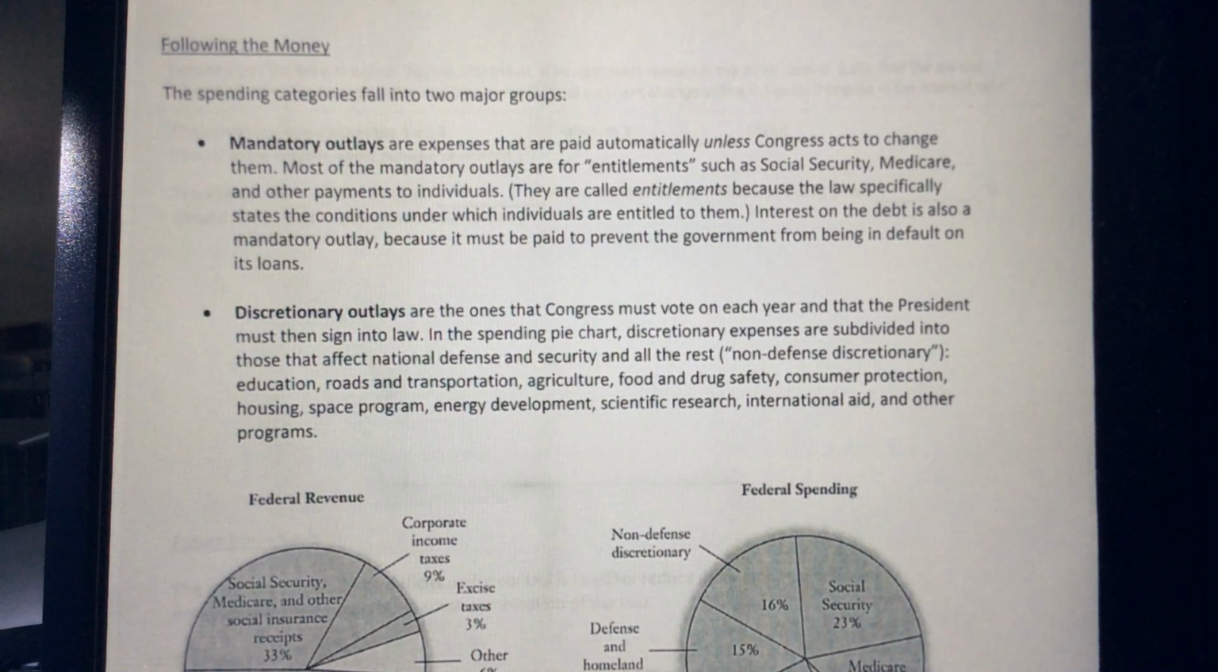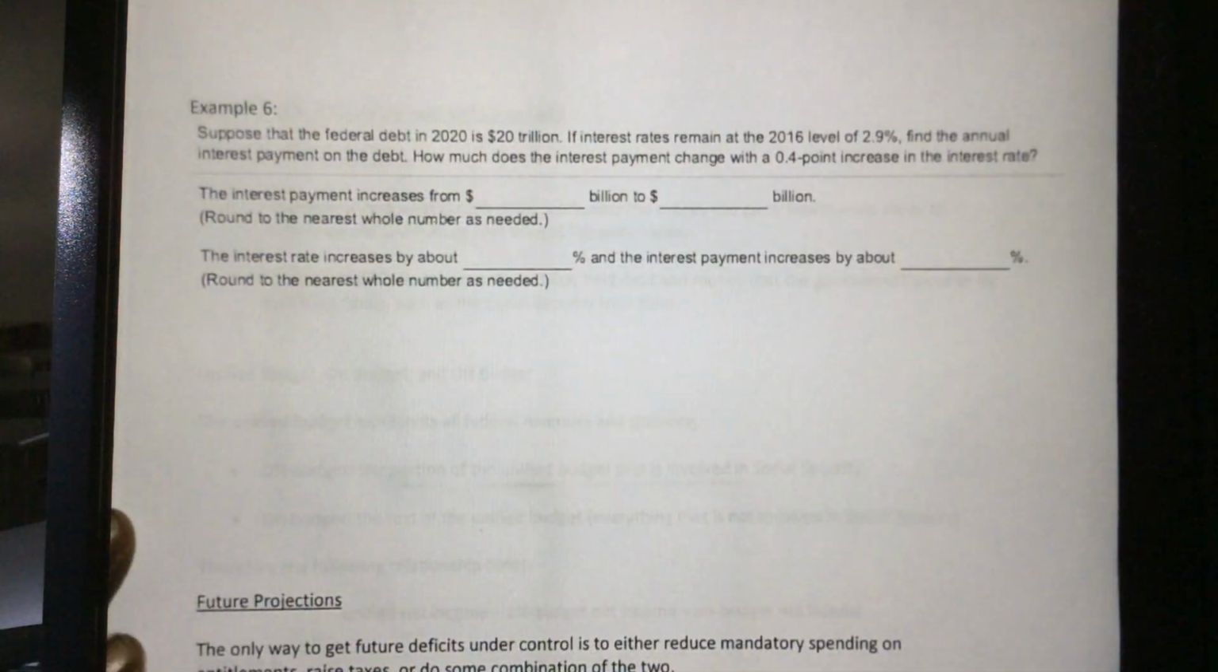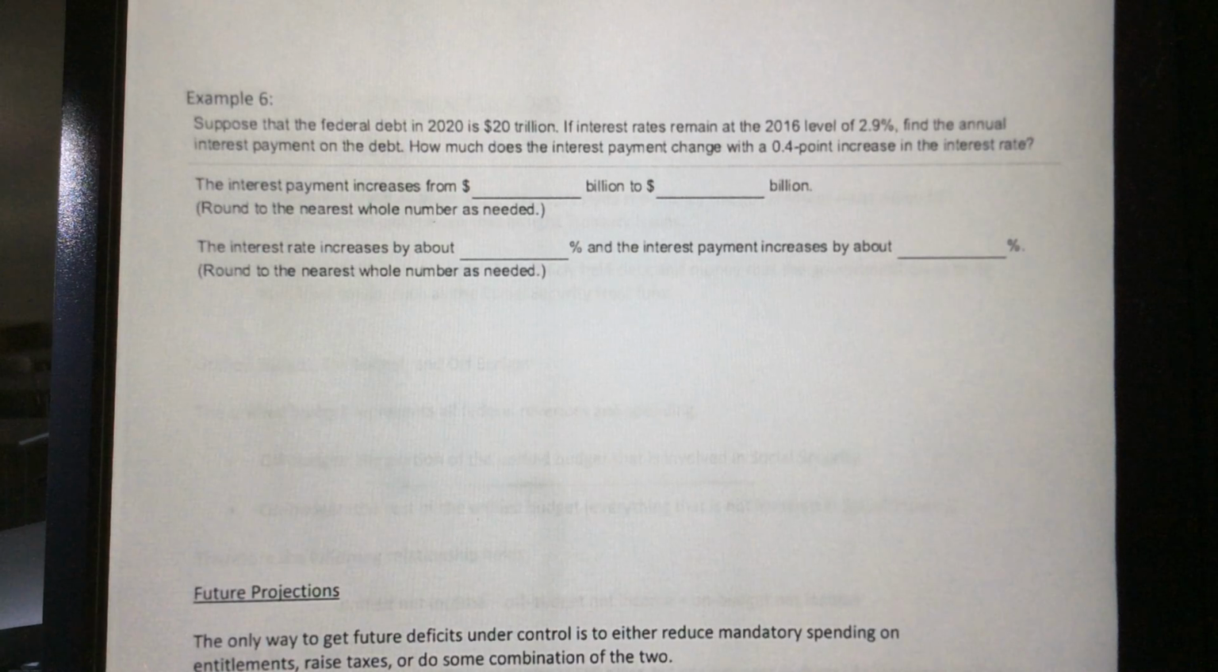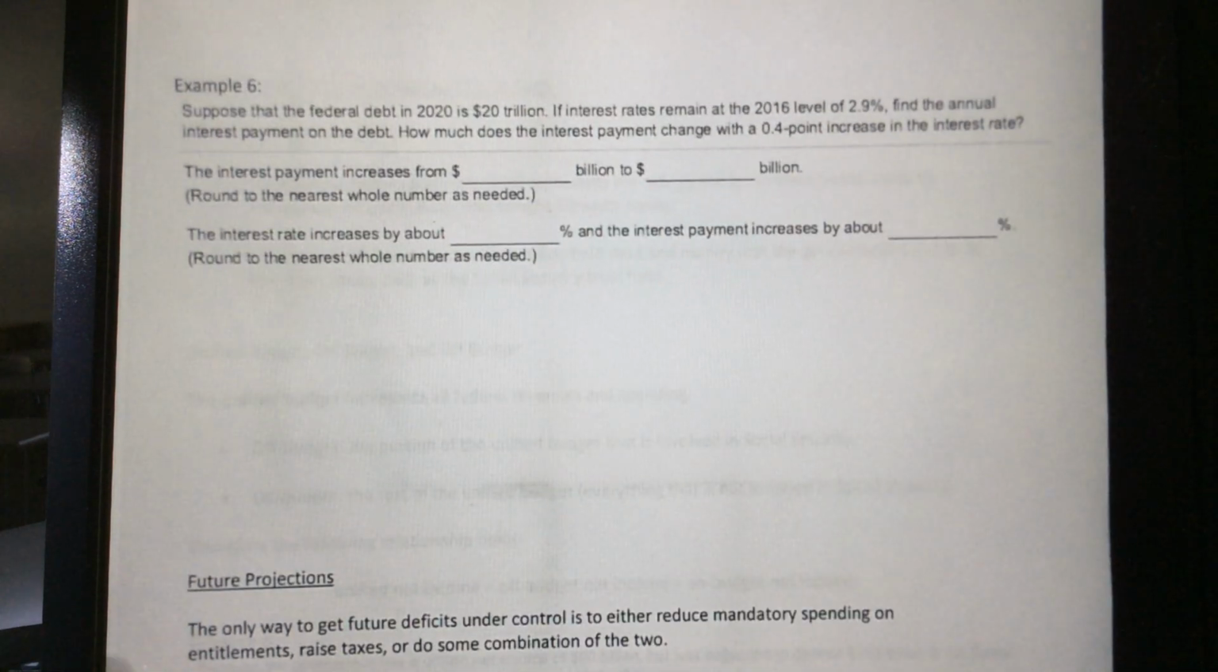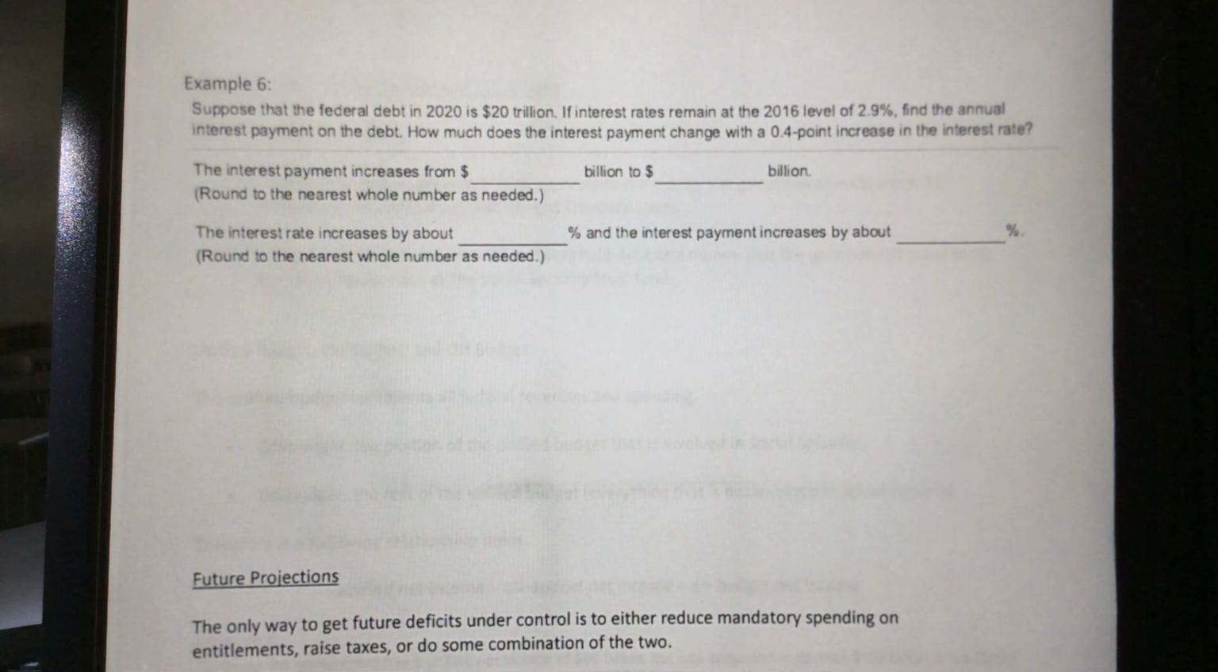So now let's look at some examples of all of this here. Suppose that the federal debt in 2020 is $20 trillion. If interest rates remain at the 2016 level of 2.9%, find the annual interest payment on the debt. How much does the interest payment change with the 0.4 point increase in the interest rate?